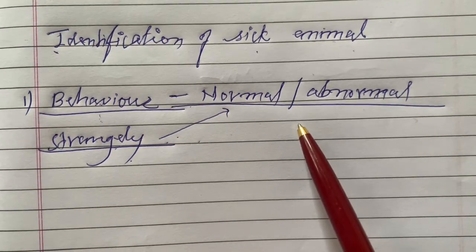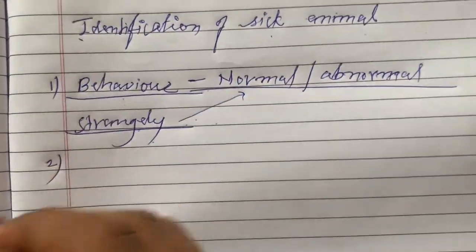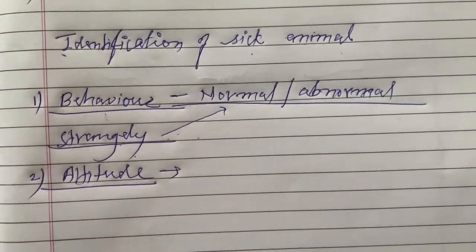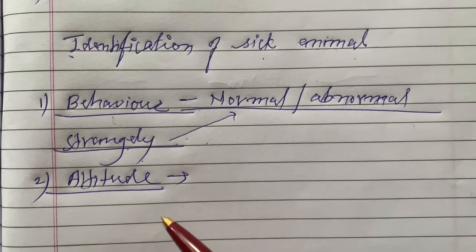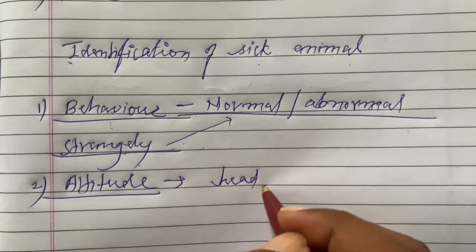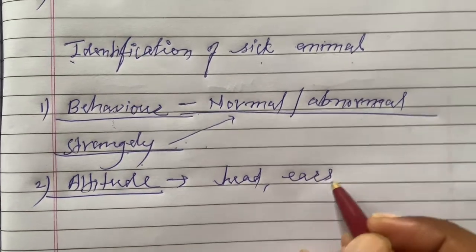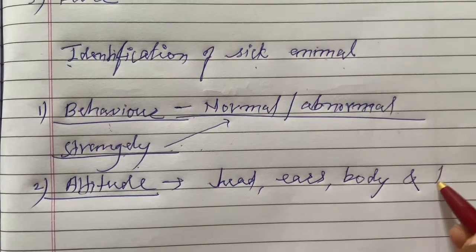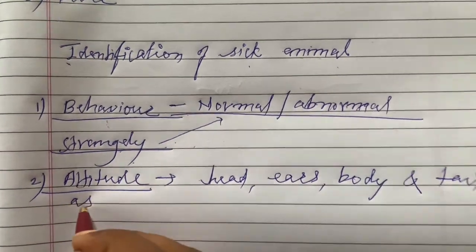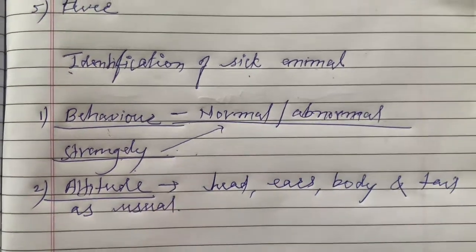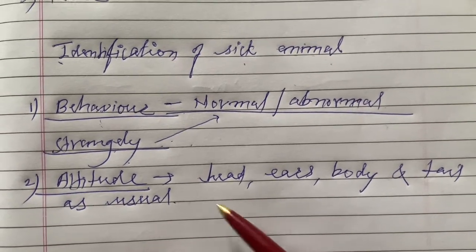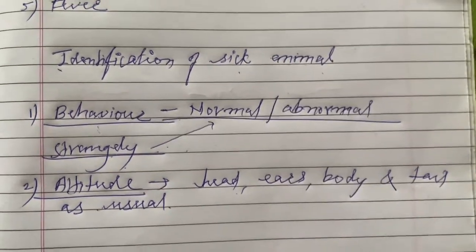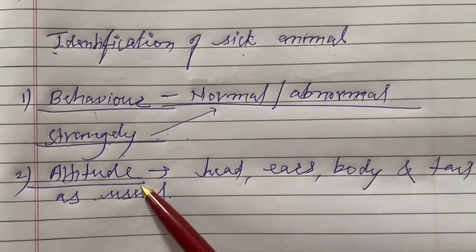So this is the first point on the basis of which we may say whether this animal is sick or not. The second point is the attitude of this animal. Does it carry its head, ears, body and tail as usual? If we find any defects in the attitude in the head, ears, body, tail, in that case we may say that the attitude of animal has been changed.